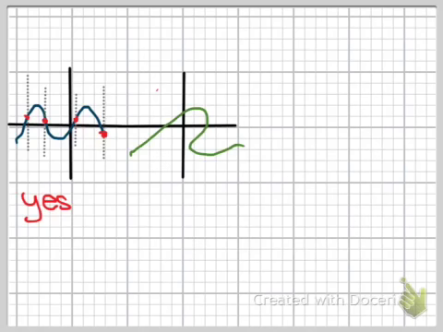Let's try another one. If we do a vertical line, is it only going to touch one point? Well, here it only touches one point. What about here? And here's where we run into a problem. If we do a vertical line test here, there are more than one y for that x. So no, it's not a function.